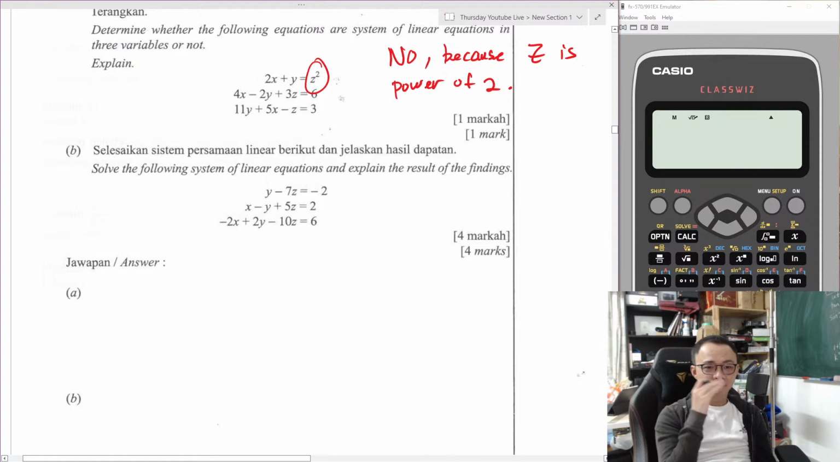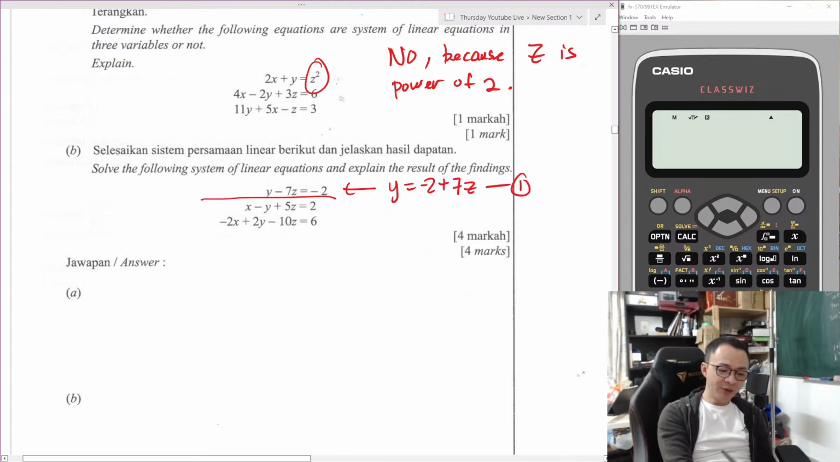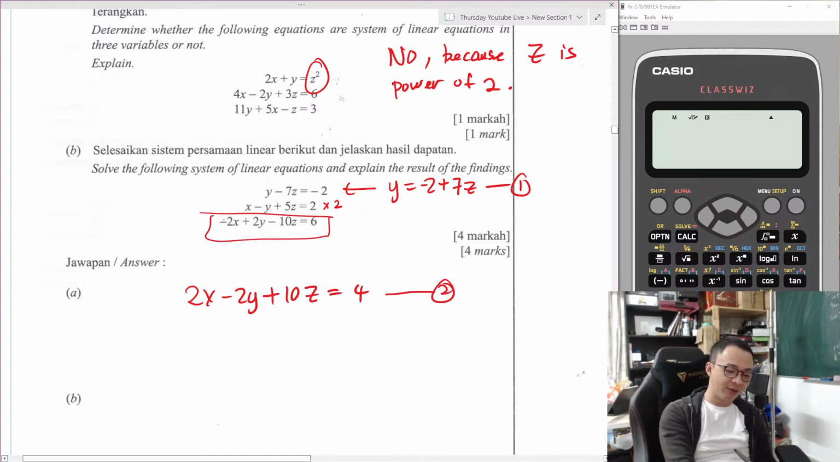Alright, then for part B: solve the following system of equations and explain your result. Let's solve it. This one, I will throw 7z to the other side, so I get y equals -2 plus 7z. Okay, my first equation. Now I want to eliminate, so I make them have the same x value. So this equation I'm going to multiply by 2 to get 2x. The whole equation I multiply by 2, so I get 2x minus 2y plus 10z equals 4. I call this my second equation. And then this one I will copy down.